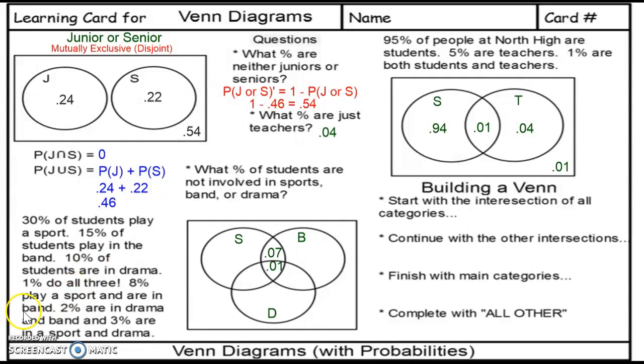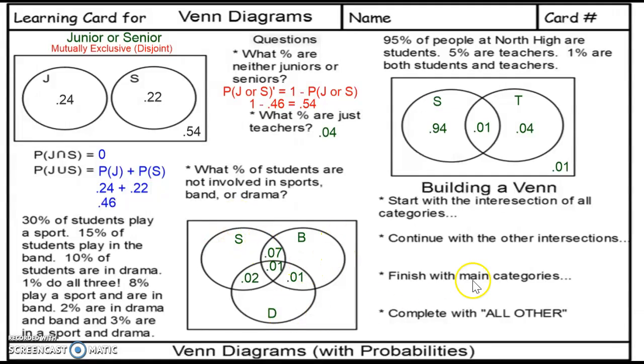Let's do 2% are in drama and band. So I'm going right here, this intersection right here. Well, 2% are in both drama and band, but I already have 1% in there. So this part of the intersection has to be the other 1% to add up to the 2%. 3% are in a sport and drama. Well, I already have 1% inside of this overlap. So I need to pull in a 2% right there. 2% plus the 1% gives me my 3%.